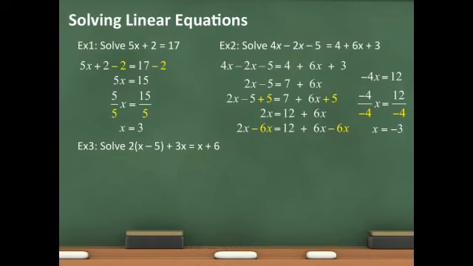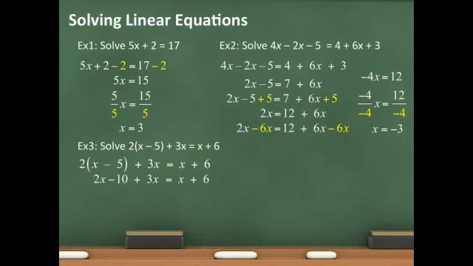In example 3, we can skip step 1 again. Notice that we have parentheses this time, so as step 2 indicates, we will use the distributive property to remove them. To do this, we multiply both terms in the binomial x minus 5 by 2. Doing this will give us 2x minus 10 plus 3x on the left side of the equation. Usually, when we use the distributive property, you can combine like terms also. So we need to check for this.